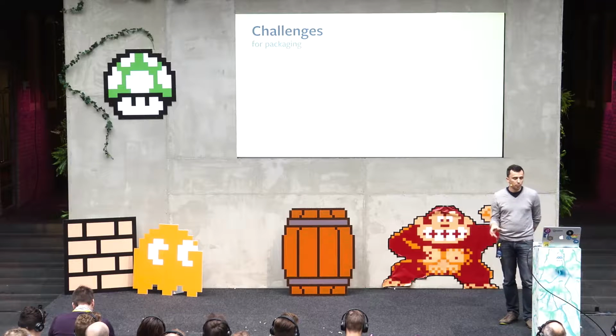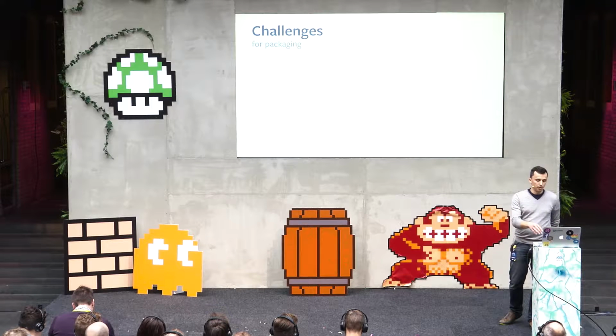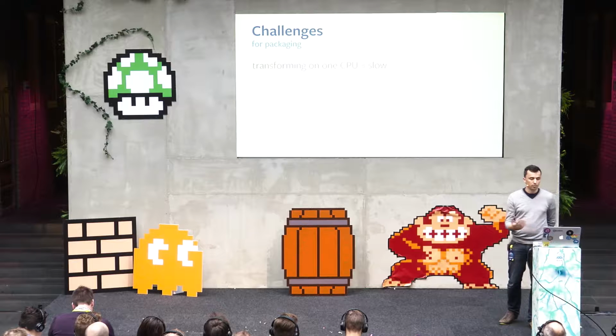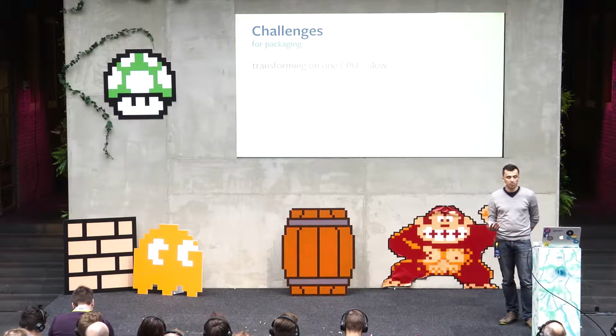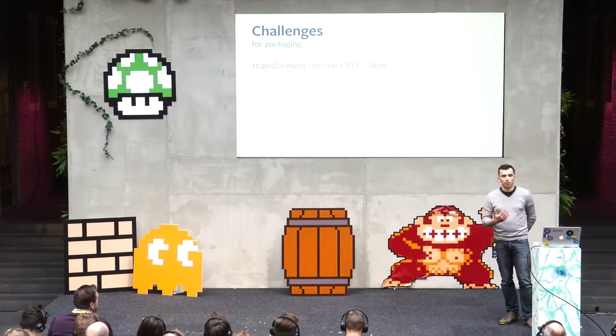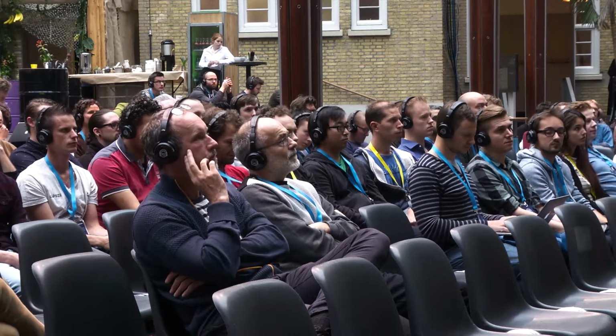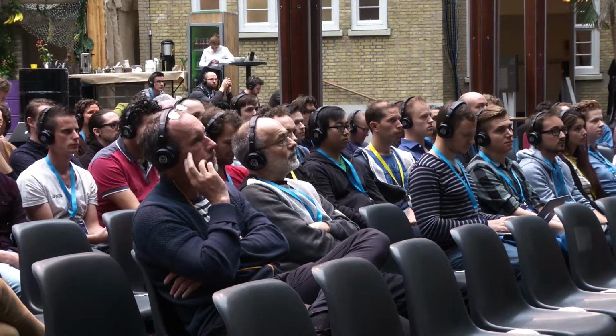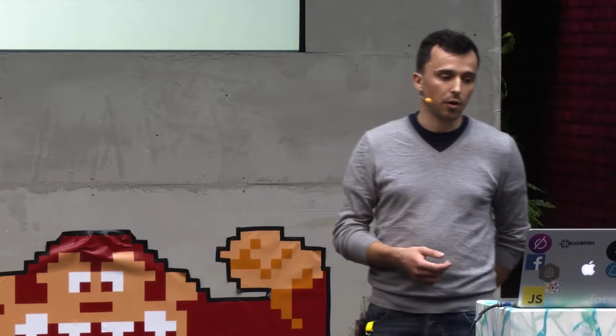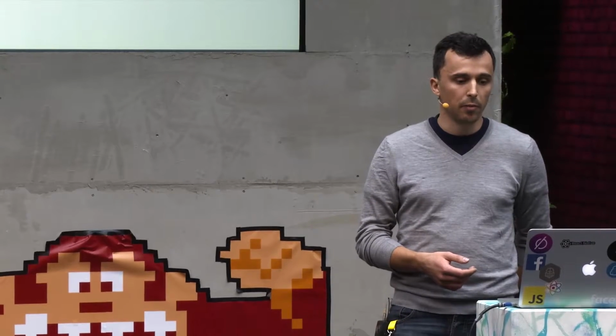Specific challenges for Packager in that regard are transforms and minifications. And if you run them on one CPU, like I think most bundlers do at the moment, it will just be too slow. So we have a worker farm in Packager that we use for transforms of single files and minifications of single files to make that better.